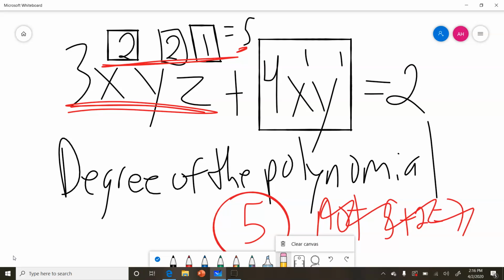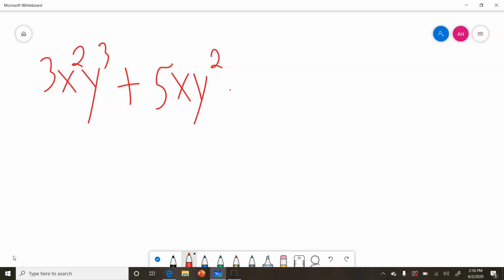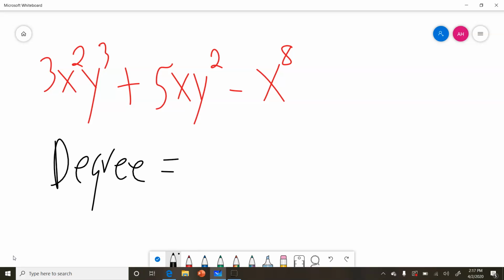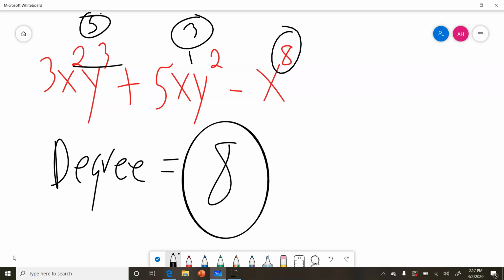So let me give another example. If we had something like 3x squared y cubed plus 5x y squared minus x to the 8th, what would the degree of this polynomial be? This one has a total of 5, does everybody see that? 2 plus 3. This one has a total of 3. This one has a total of 8, so the degree of that polynomial is 8, because we choose the highest. It doesn't matter that there are other terms in here. All that matters is that this one has the most. So that's how we do the degree of the polynomial.